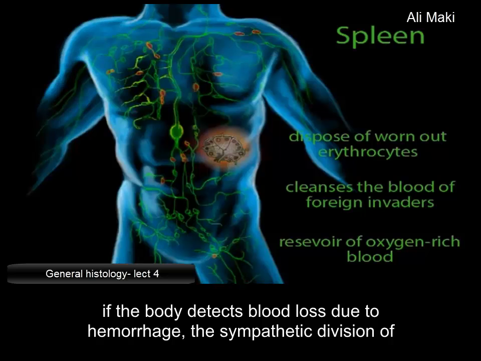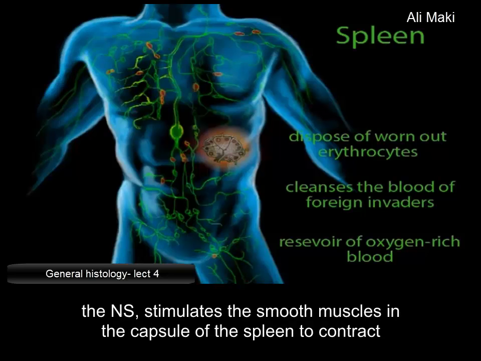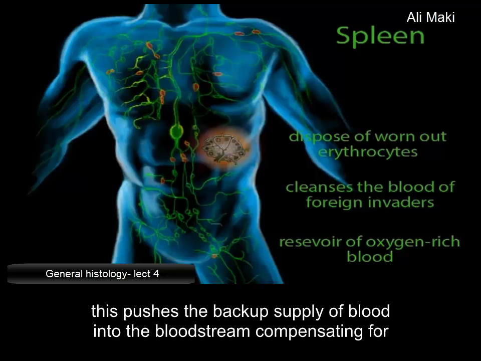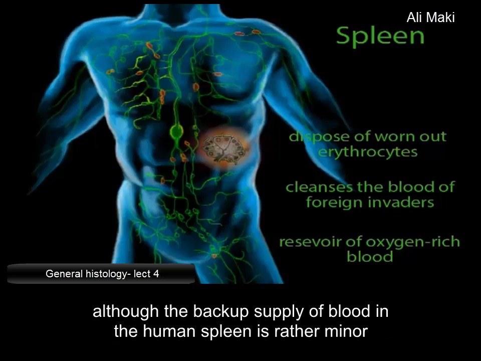If the body detects blood loss due to hemorrhage, the sympathetic division of the ANS stimulates the smooth muscles in the capsule of the spleen to contract. This pushes the backup supply of blood into the bloodstream, compensating for the blood loss.